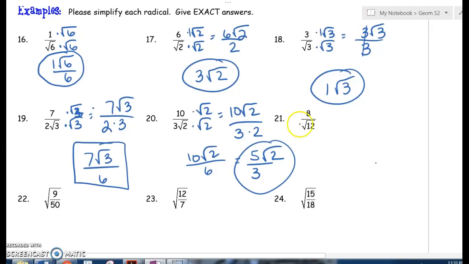For number 21, you could simplify the square root of 12 first because there is a perfect square that goes into that. Technically, square root of 12 is 2 root 3. And then you could just multiply the top and bottom by root 3.